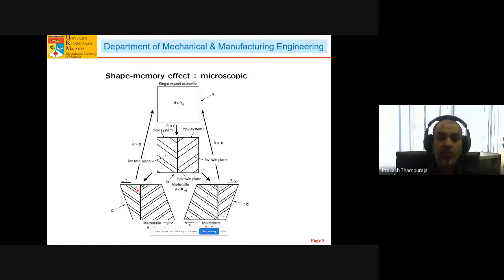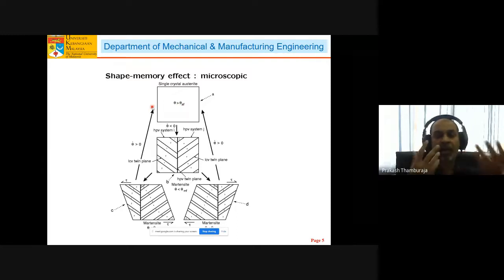But these are basically twin planes, which are mirror images of one plate to the other and one variant to the other. So as you deform it at a temperature below the martensitic finish temperature and let go of the stress, you get a permanent deformation, which is completely recoverable when you increase the temperature. When theta dot is positive, that is, when your temperature is increasing above the austenitic finish temperature, you completely recover all the plastic deformation that was imposed on it by stress, back into its original space, which is occupied by the single crystal austenite.